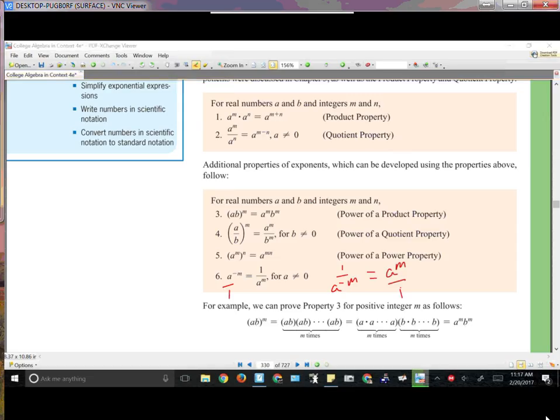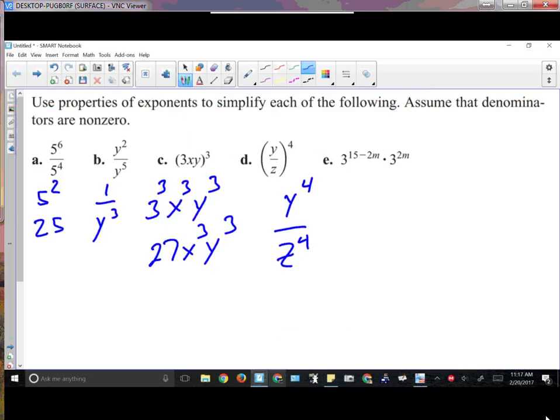So we want to make sure that we take care of that. So we're just going to go back into here, add these exponents together. So that means it's going to be 3 to the 15 minus 2m plus 2m. So those two wipe out. We really have 3 to the 15th power.